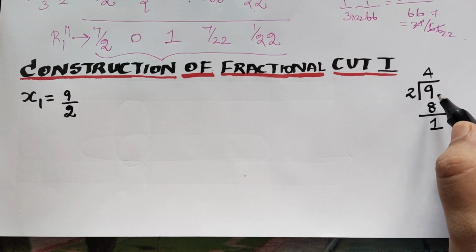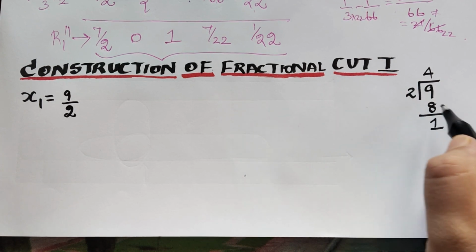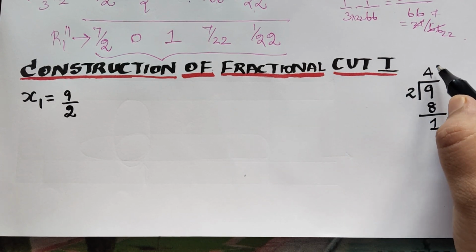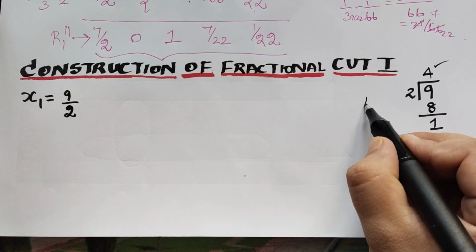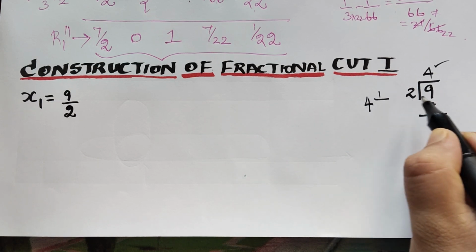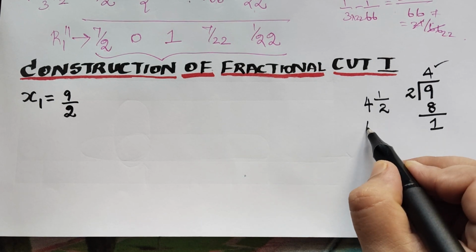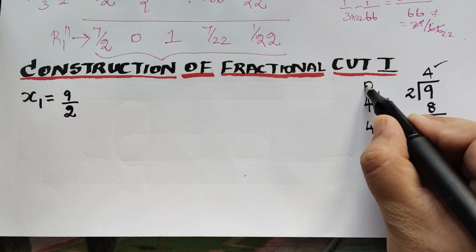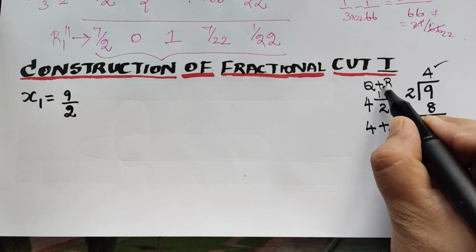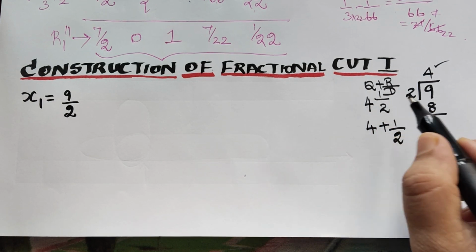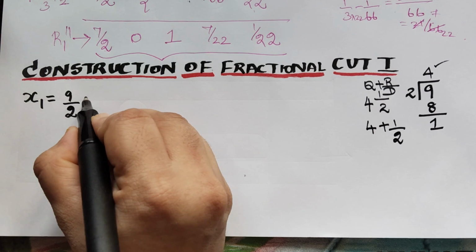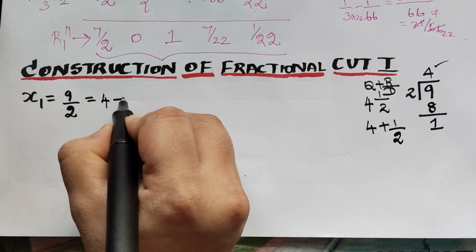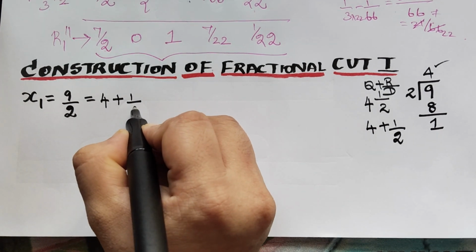Now 9 by 2 can be written as a mixed fraction. How will we write the mixed fraction? Quotient, and then the remainder divided by the divisor. So it can also be written as 4 plus 1 by 2, that is quotient plus remainder divided by the divisor. So this 9 by 2 can be written as 4 plus 1 by 2.